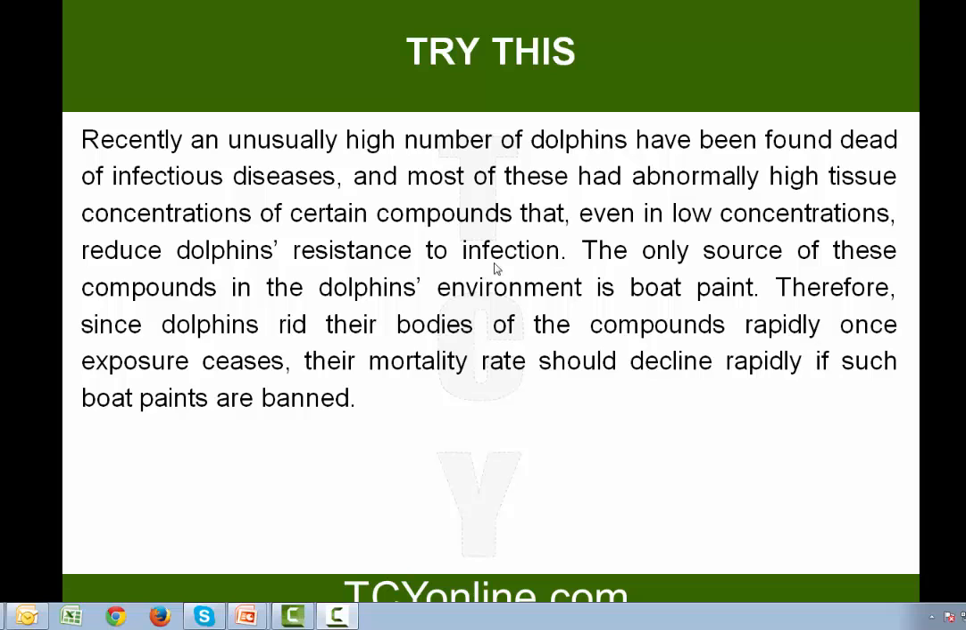Now let's see. The only source of these compounds in the dolphin's environment is the boat paint. Now where do these compounds come from? They come from the boat paint. So the boat paint releases these compounds in the dolphin's habitat, and that leads to infection, and this infection leads to death. Simple.